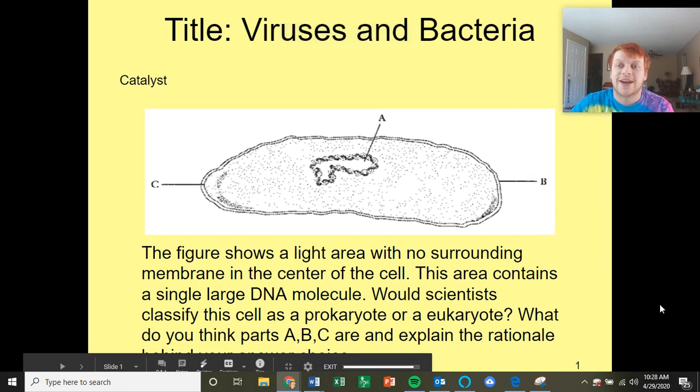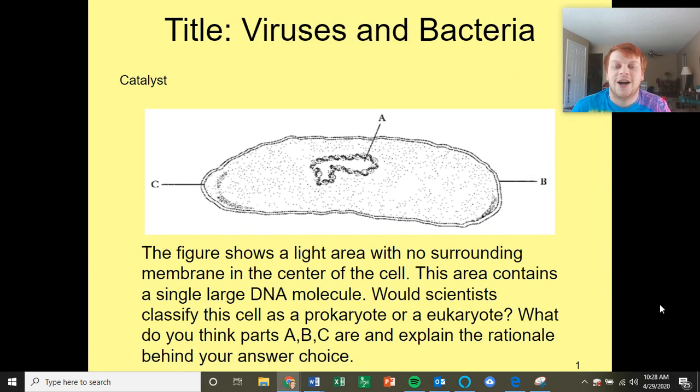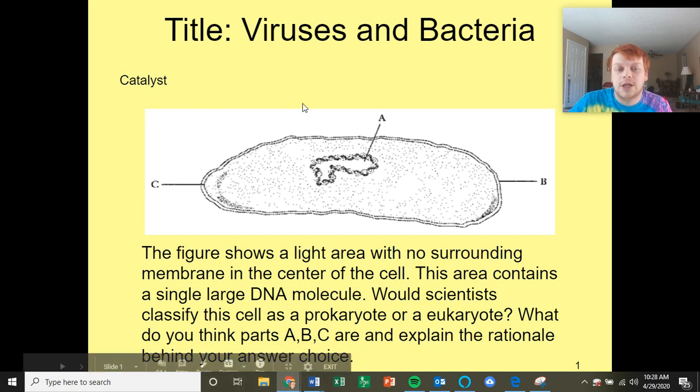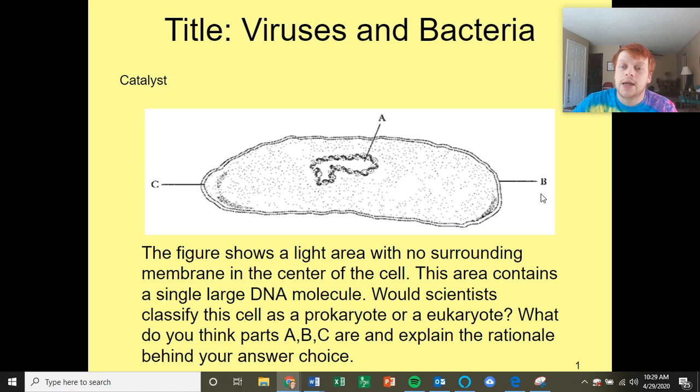So we're going to start with a catalyst. I'm sure you guys have missed those. Right here, we have an image, and this image shows an area with no surrounding membrane right here in the center of the cell. The area has one large DNA molecule right there. And we want to know if scientists would classify this as a prokaryote or a eukaryote. This is kind of a throwback to our second and third unit. And what you think parts A, B, and C are, and give your reasoning for that. So go ahead and pause the video and then come back once you've answered those questions.